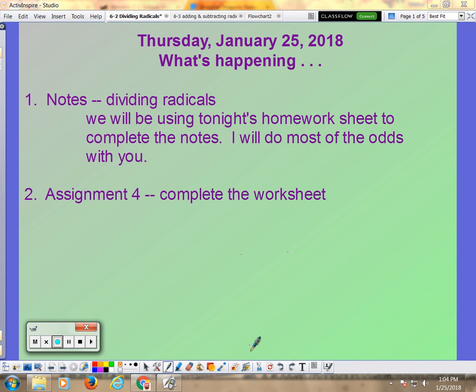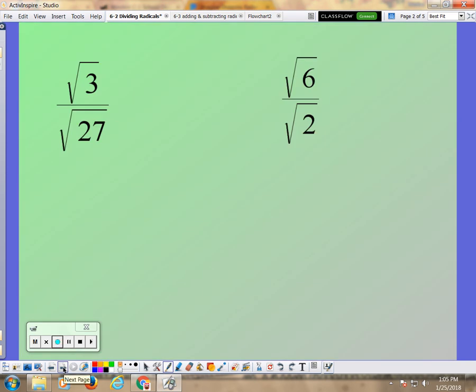Good afternoon. We are doing radical division, so division of dividing radicals. Not too terribly hard, I hope you don't think. Things you need to know.